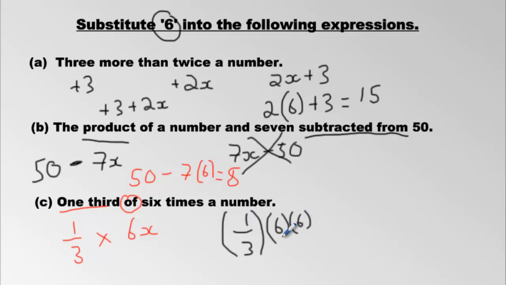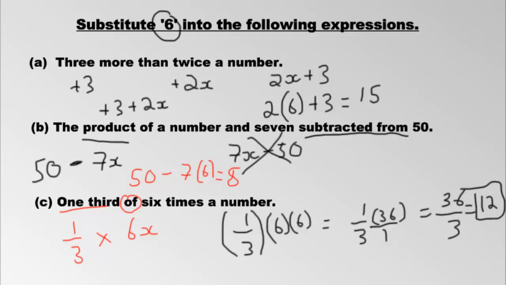Now we have 1/3. So what does this make? This makes 1/3 times 36. So I can go 36, and 36 times 1/3 is what? Top times top, bottom times bottom. I get 36 over 3, and that makes 12. All that makes 12.